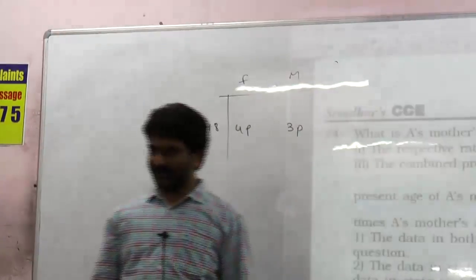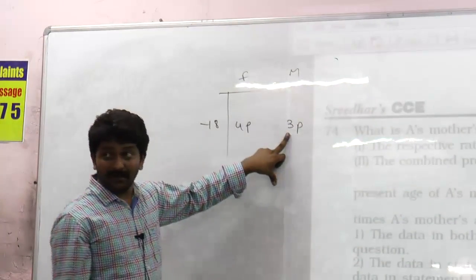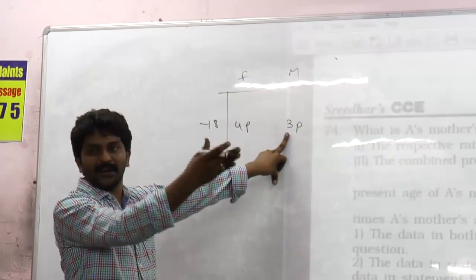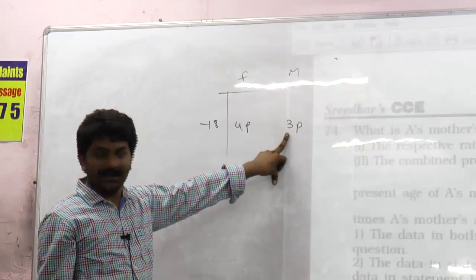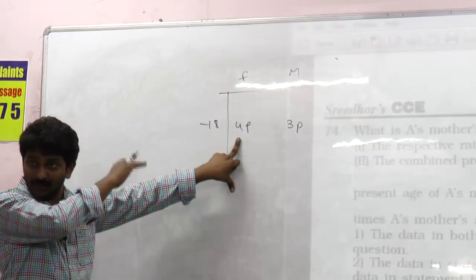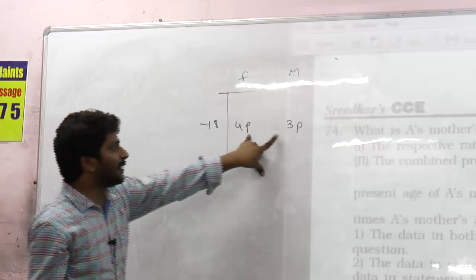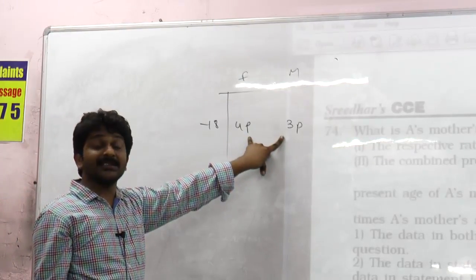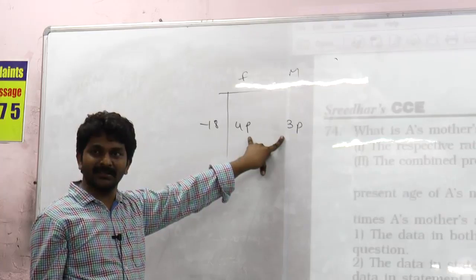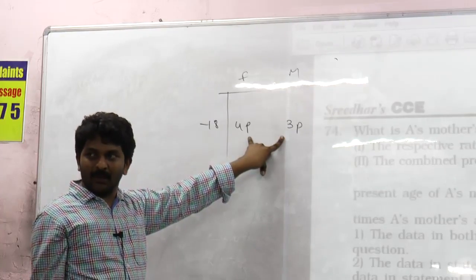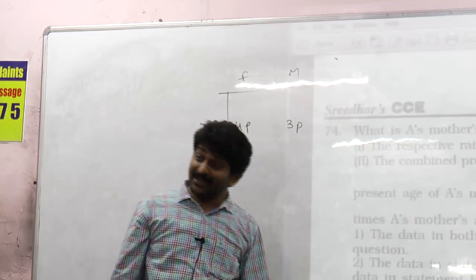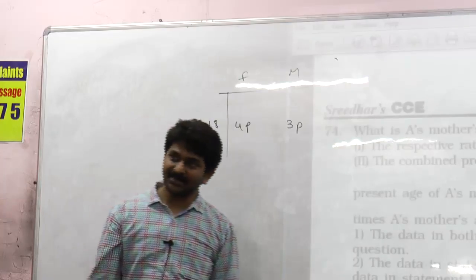I don't want to start my question with a fraction. So I want to start with the denominator of that fraction, which is 3 parts. In that case, father's age becomes 4/3 into 3, that is 4 parts. In terms of number of parts, father's age is how many parts more than mother's age? 1 part. What is the age difference between father's age and mother's age?